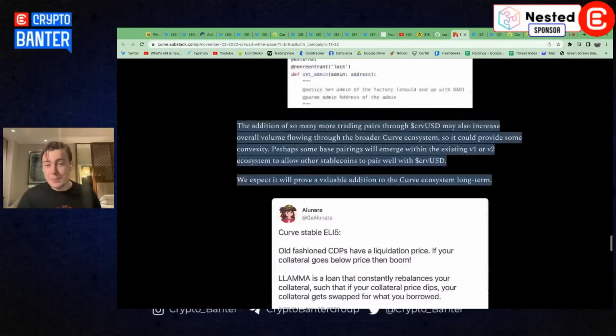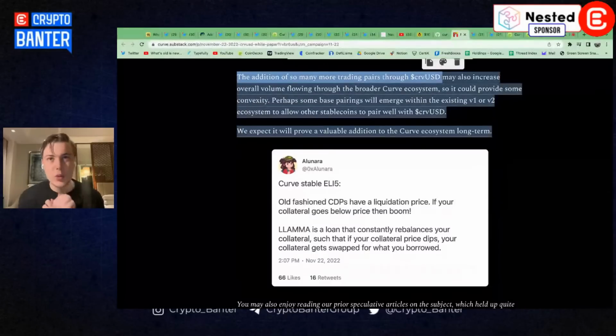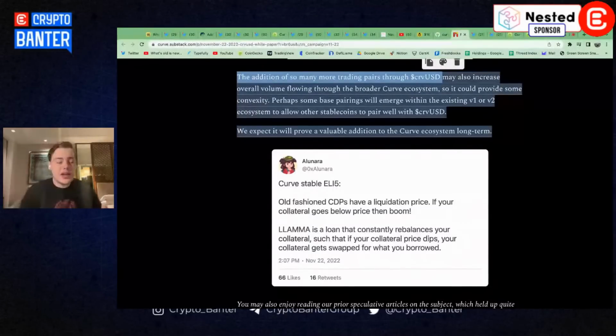So the addition of so many more trading pairs, this is another factor. Curve USD will incentivize more trading pairs to come on, because Curve USD will need liquidity to swap. That's how AMMs work. They need liquidity to facilitate swaps between assets. So Curve USD will have multiple pairs with multiple other assets. I think this could also increase the overall volume flowing through the broader Curve ecosystem. If you know how Curve works, they direct emissions towards certain pools. Potentially in the beginning, the voters of the protocol will want to incentivize these specific pools. And if these pools are paying higher emissions, that will attract outside liquidity to come into Curve. So this could result in an increase in TVL in Curve overall, because people will be incentivized to take advantage of the enhanced emissions from these pools.